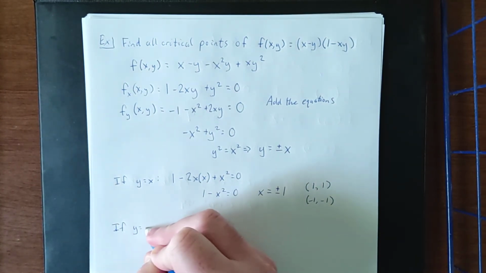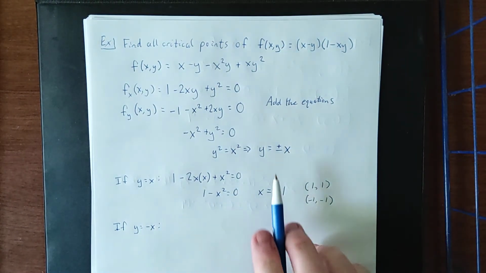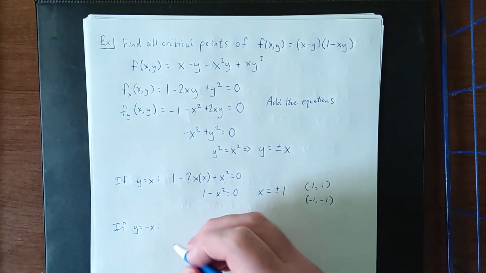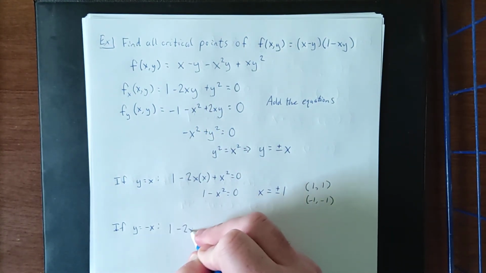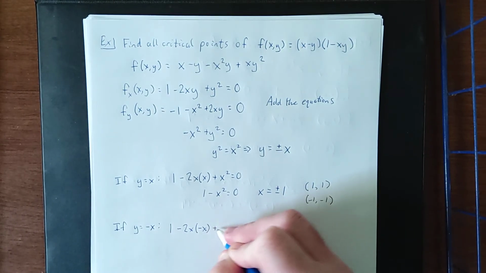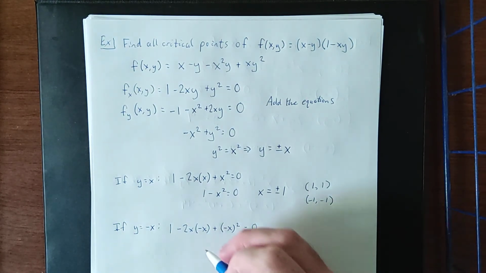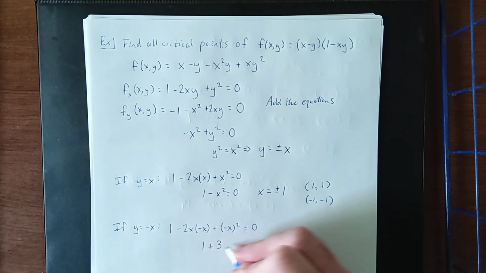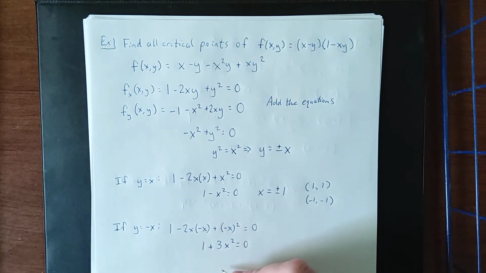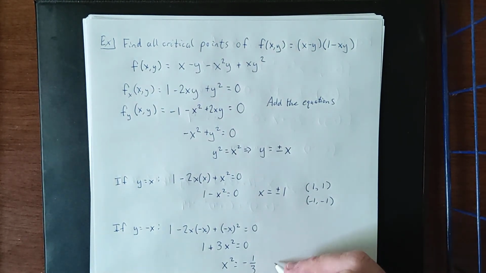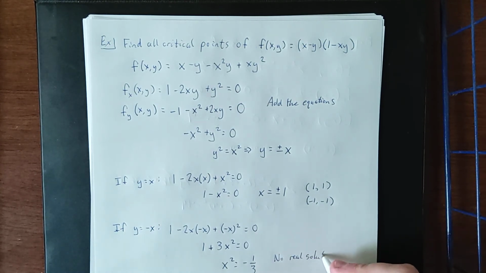Similarly, if y is equal to negative x, that's the other result from here, we'll go ahead and change all of these y's into negative x's. So it'll be 1 minus 2x times negative x plus negative x quantity squared. That's all equal to 0. Once we combine like terms here, we'll see 1 plus 3x squared is equal to 0. Solving for the x squared term would give us x squared is equal to negative 1/3. Now that is not possible using real numbers, so we'll say simply there are no real solutions.